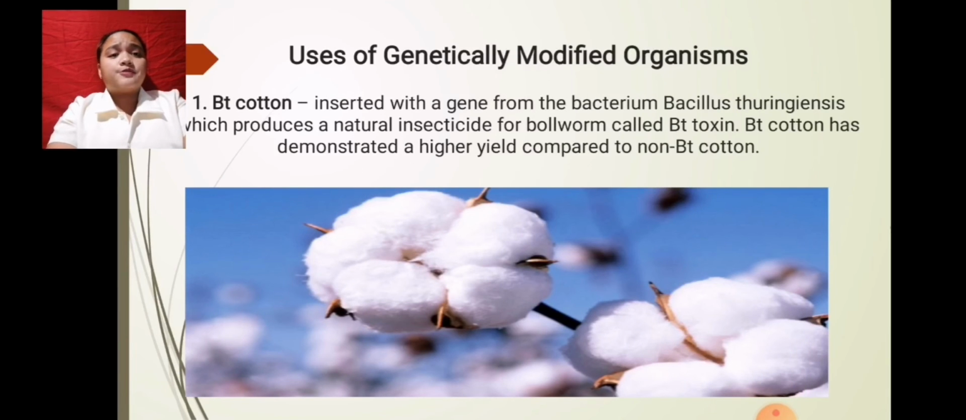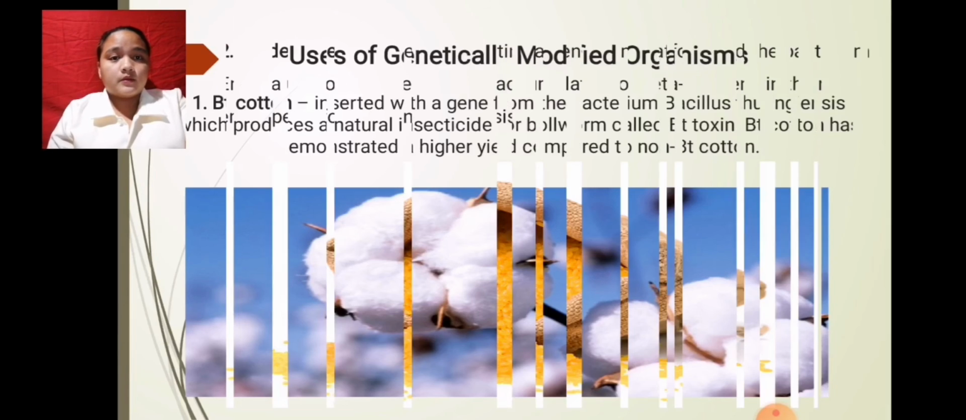So, uses of genetically modified organisms. The first one is the Bt cotton, inserted with a gene from the bacterium Bacillus thuringiensis, which produces a natural insecticide for bollworm called the Bt toxin. Bt cotton has demonstrated a higher yield compared to non-Bt cotton.